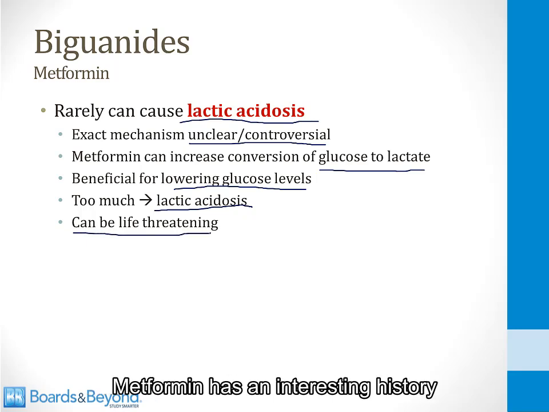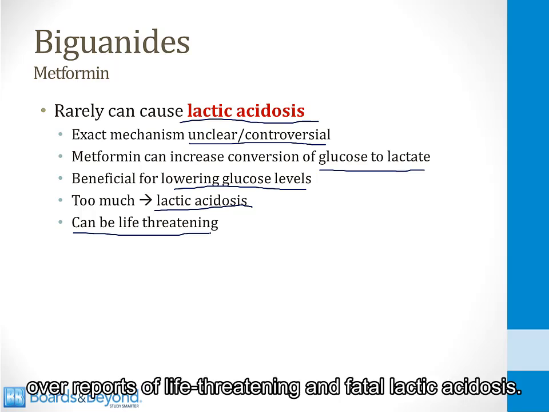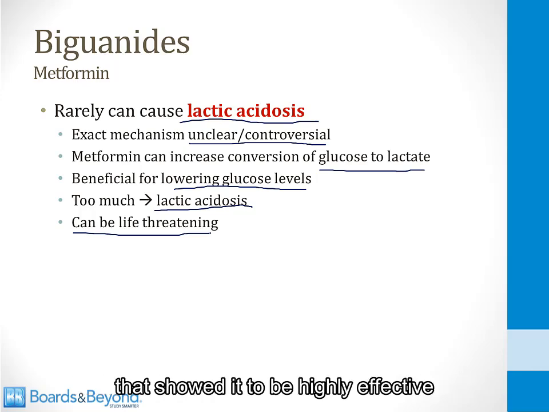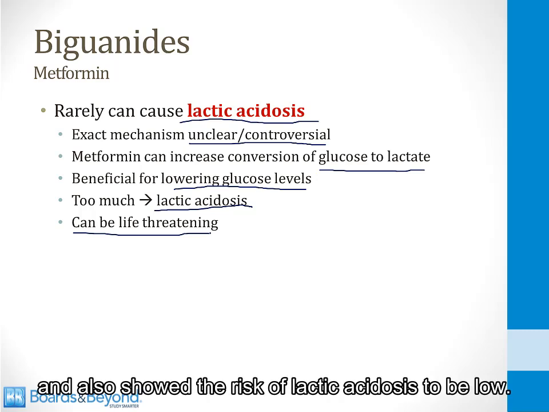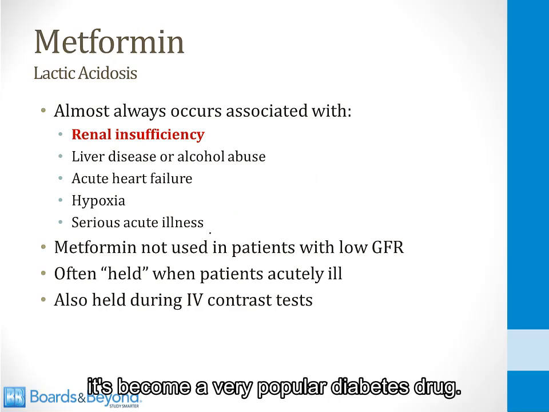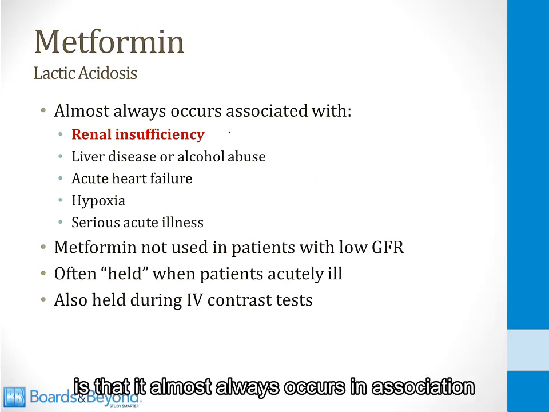Metformin has an interesting history. It came on the market in the 1950s, and it was pulled from the market in the 1970s over reports of life-threatening and fatal lactic acidosis. In the 1990s, there was a large clinical study that showed it to be highly effective and beneficial for diabetes, and also showed the risk of lactic acidosis to be low, and since that time it's become a very popular diabetes drug.